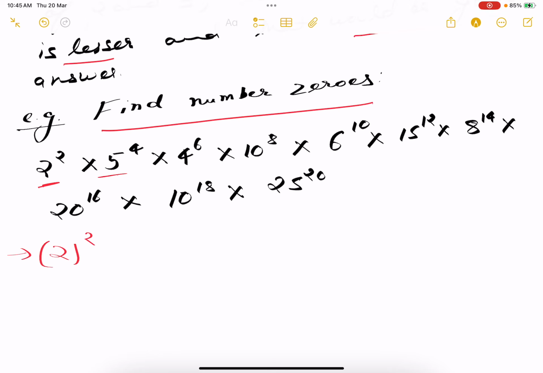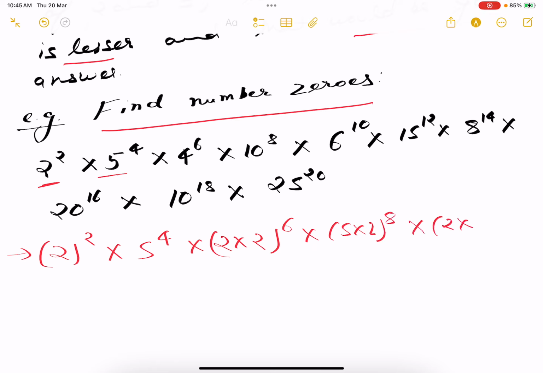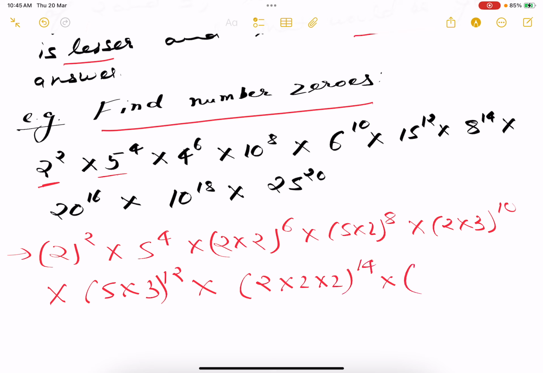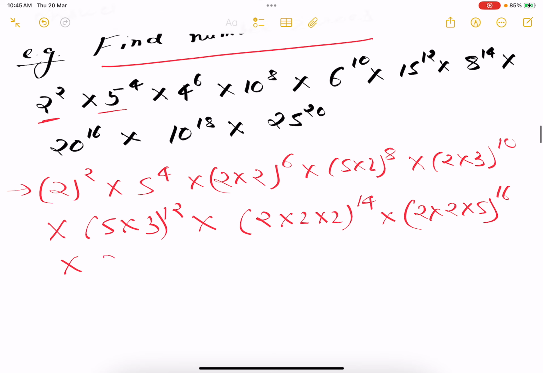जैसे कि देखिए, इसको हम लिख लेते हैं 2 टू द पावर 2, ये तो पहले से ही है। ये 5 टू द पावर 4 हो गया। इसको हम लिख लेते हैं 2 इंटू 2 टू द पावर 6। इसको हम लिख लेते हैं 5 इंटू 2 टू द पावर 8। इसको लिख सकते हैं हम 2 इंटू 3 टू द पावर 10। एंड देन वी वुड राइट दिस एज 5 इंटू 3 टू द पावर 12, एंड दिस एज 2 into 2 to the power 14, and 2 into 2 into 5 power 16 into 2 into the 5 to the power 18 into 5 into 5 to the power 20.